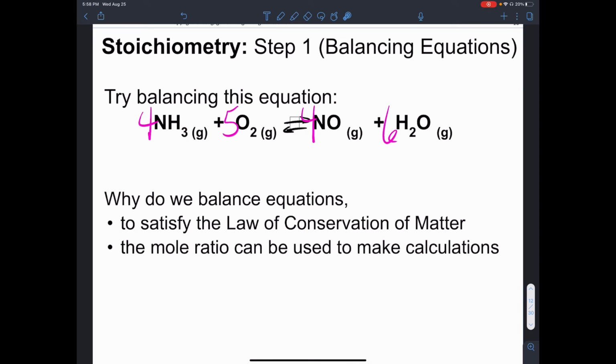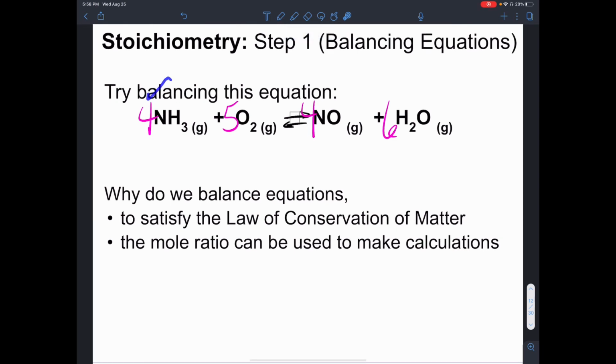Secondly, the mole ratio that we have here, 4 to 5 to 4 to 6, can be used to make calculations, and that is stoichiometry. If I know that I'm using 4 moles of this, I know I'll make 6 moles of that. What if I use 8 moles of this? Then I can make 12 moles of that. That's stoichiometry.